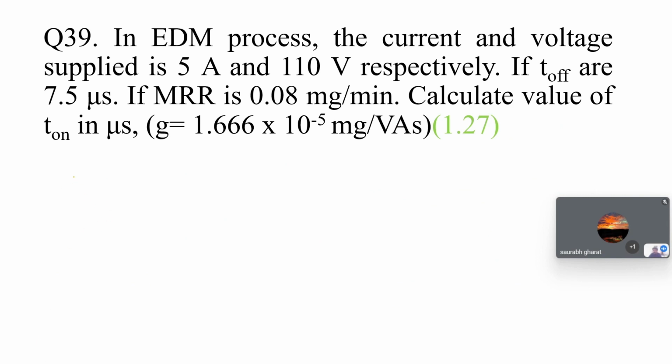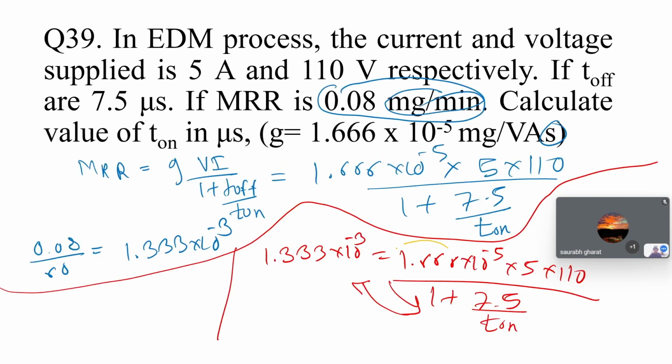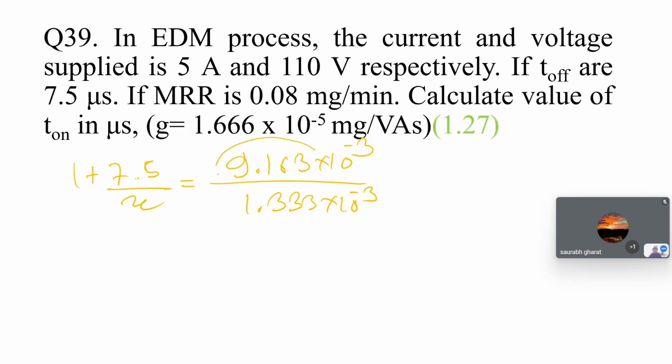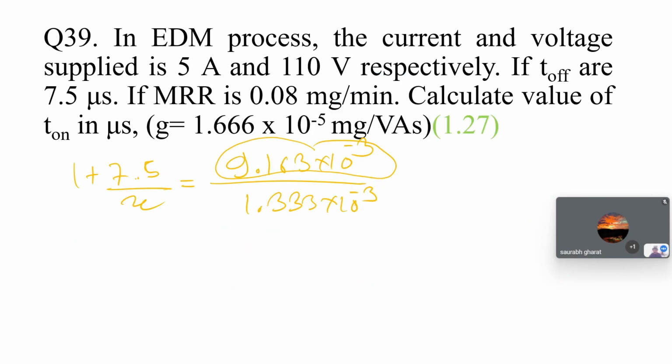Okay, so it will be 1 plus 7.5 by x is equal to, we just multiply, do those calculations there, up to 9.163 into 10 raised to minus 3 divided by 1.3. Just what we did in this step, this part we just calculated. So this part we calculated here, this part will come here, and everything is exactly the same.